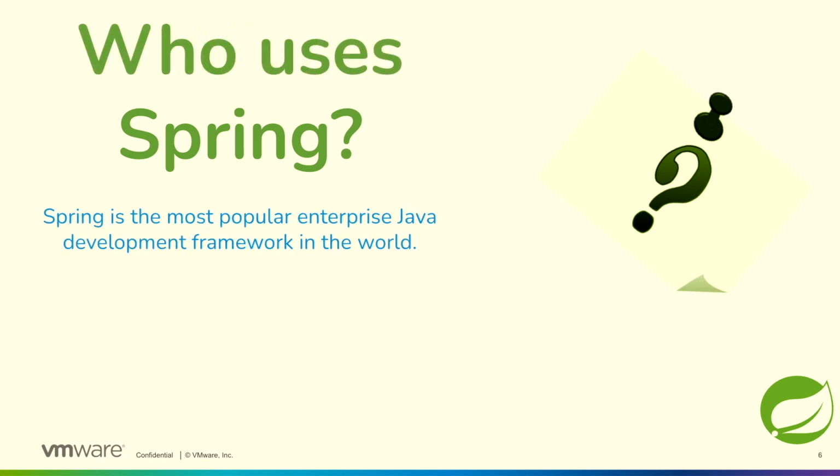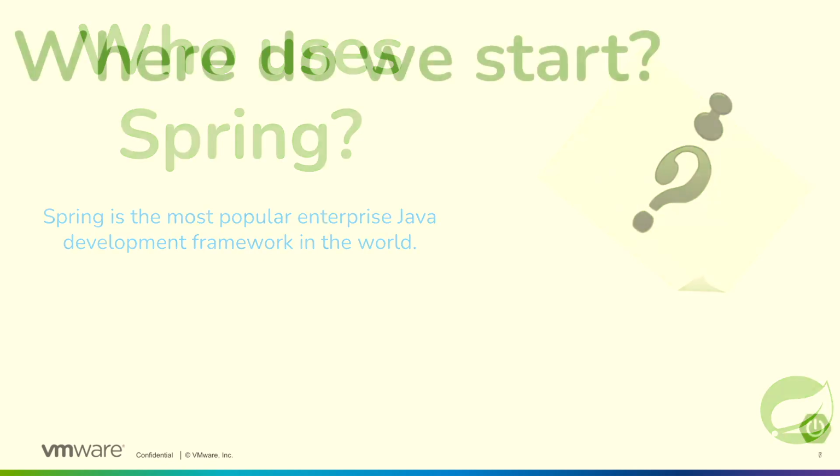Now, Bob, who uses Spring? Yeah, a lot of people. So Spring is the most popular Java enterprise framework in the world. It's very likely everybody in this room has already used a Spring app, whether you know it or not. And so not only is it large, but it's also growing. Spring Boot has seen download growth of 50% or more in the past 5 years. So, sweet. How do we get started?